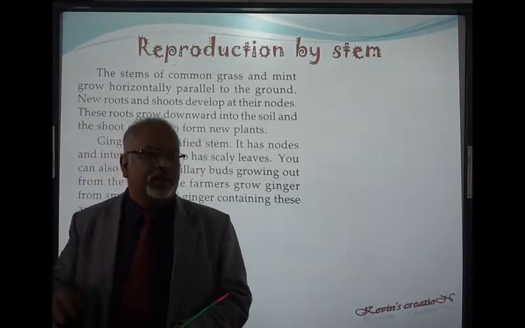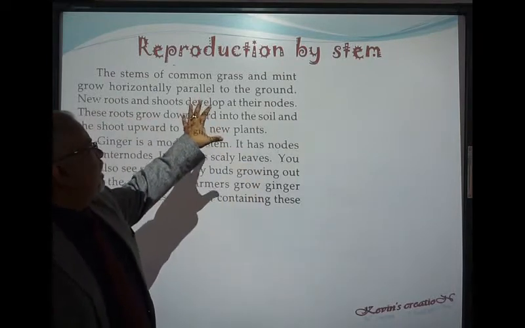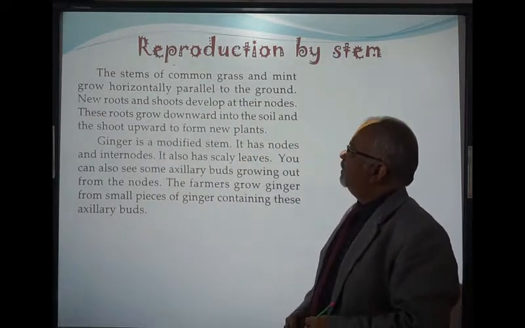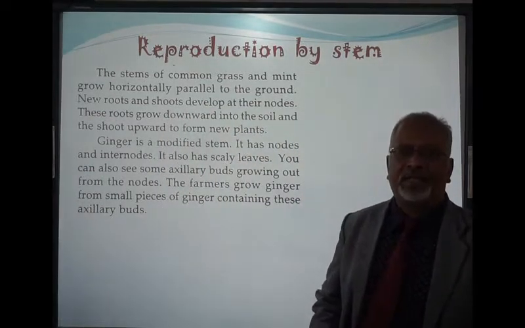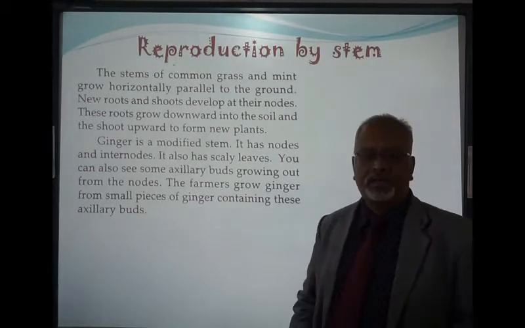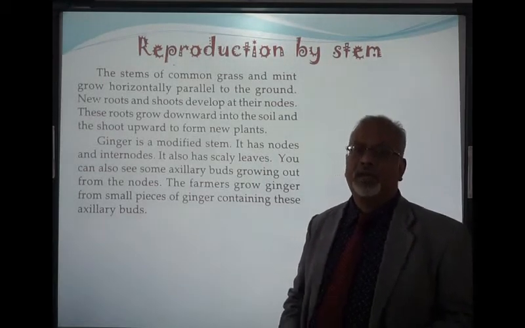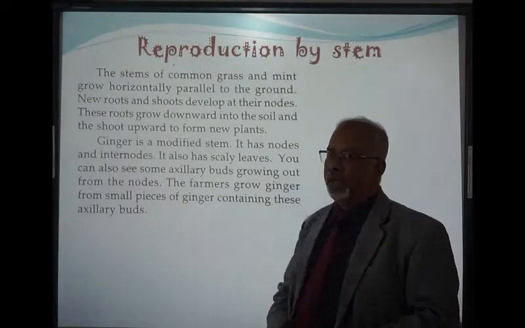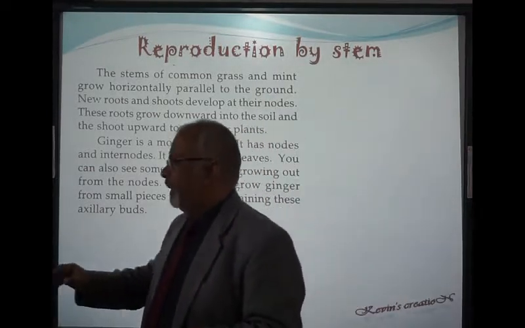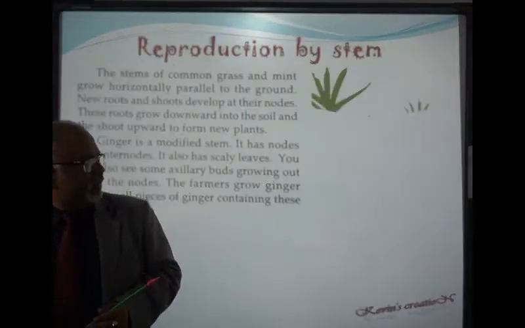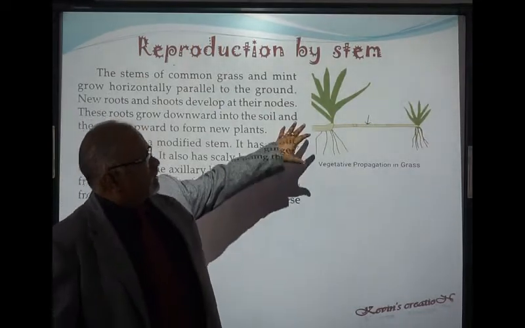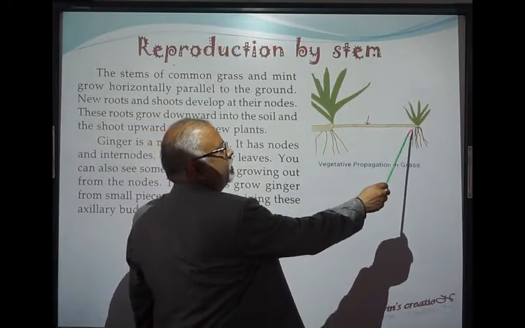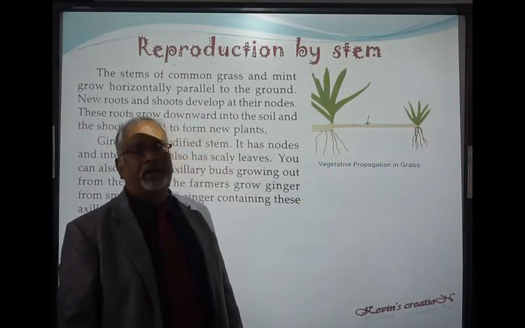So first, we will be studying about reproduction by stem. The stem of common grass, the grass which we see in our lawns, and mint we use in our food, they grow horizontally, parallel to the ground. You will see the stems are growing parallel to the ground. Look at this diagram. So this is common grass. Here you see that this is the stem which grows parallel to the ground.